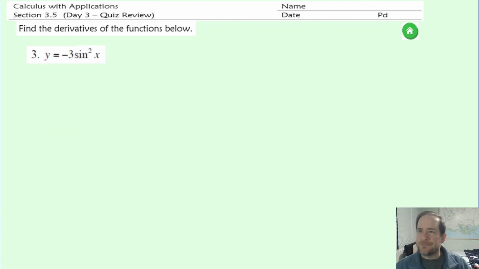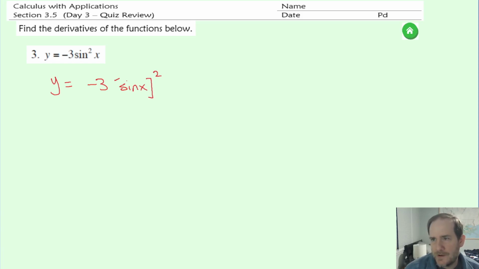For 3, this one, let's see. This one is going to be negative 3 just as a coefficient on a sine of x that is getting squared. So probably the easiest way to see this one is as a product rule problem first.